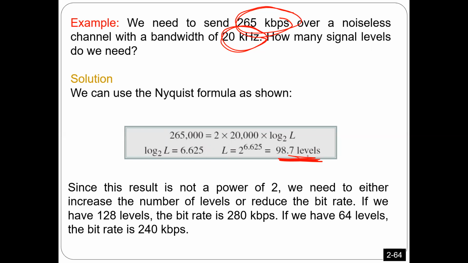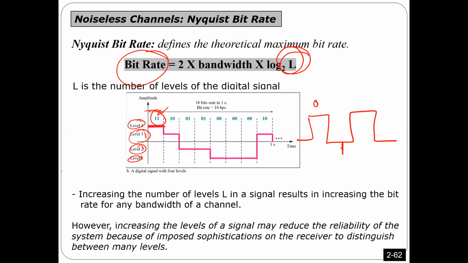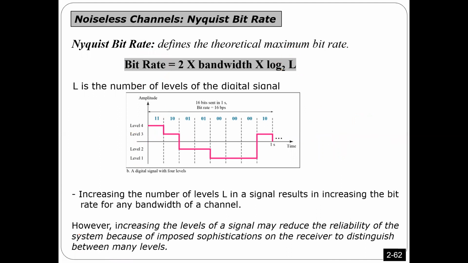Actually, there are two problems here. The first problem is that the number of levels cannot be a fraction. Number two, as I told you before, the number of levels L should be 2 to the power n, where n is how many bits we have. For example, here we have 4 levels and 2 bits, so the 4 levels are 2 to the power of 2.